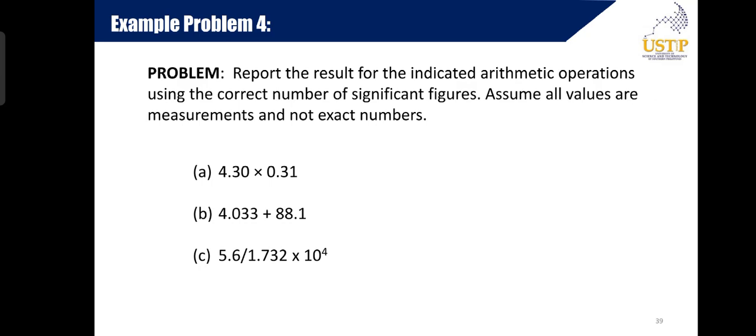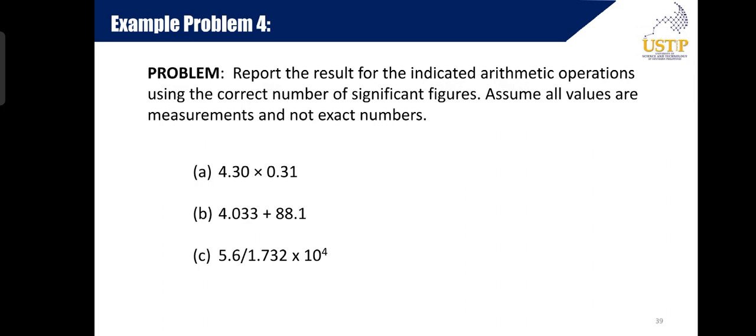From the first rule of multiplication and division, we follow the least significant figures. So 4.30 has 3 significant figures versus 0.31 with 2 significant figures. We follow the least, so it has to be expressed in 2 significant figures. For letter B, it's addition, so it has to be the least decimal place. 4.033 has 3 decimal places versus 88.1 with 1 decimal place. So we follow 1 decimal place only. We should express the answer in 1 decimal place.